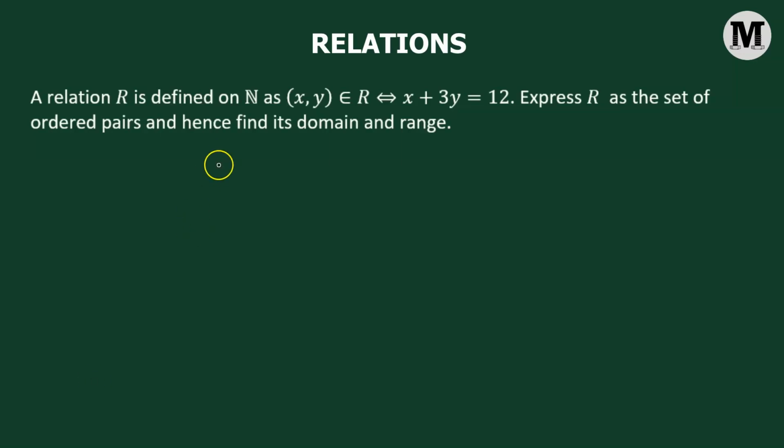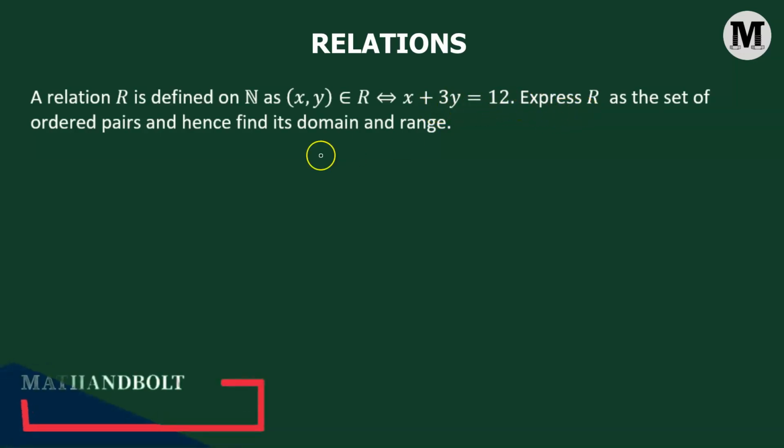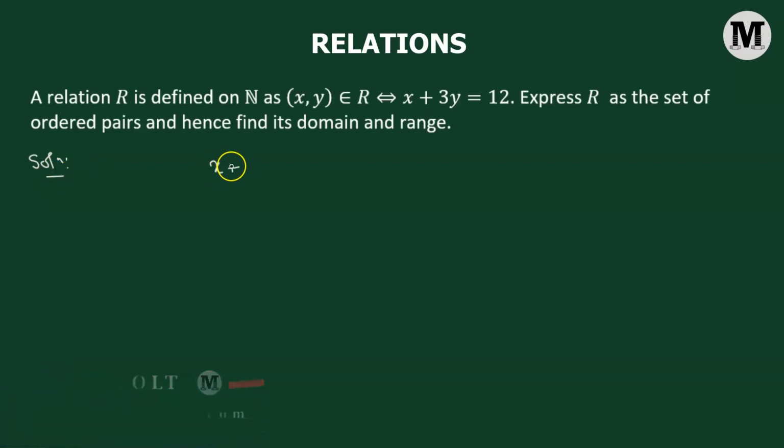So here we have a relation R which is defined on the set of natural numbers as the ordered pair x comma y belonging to the relation R if and only if x plus 3y equals 12. We need to express R as the set of ordered pairs and hence find its domain and range. Okay, let us begin. So here we have a relationship given by x plus 3y equals 12.